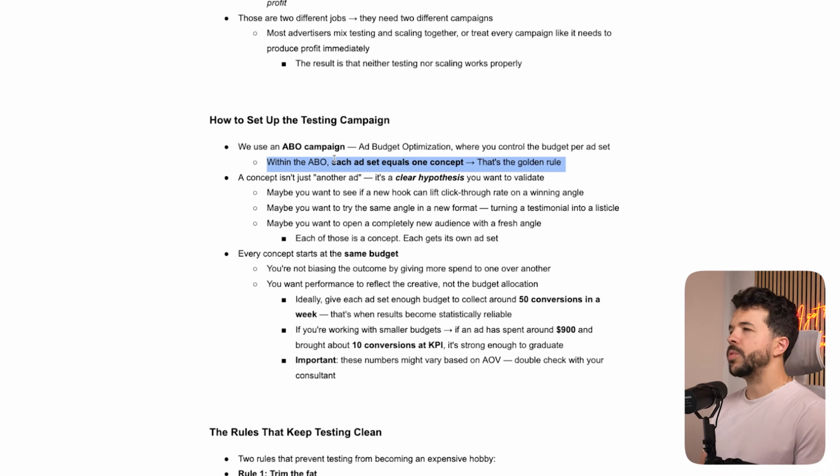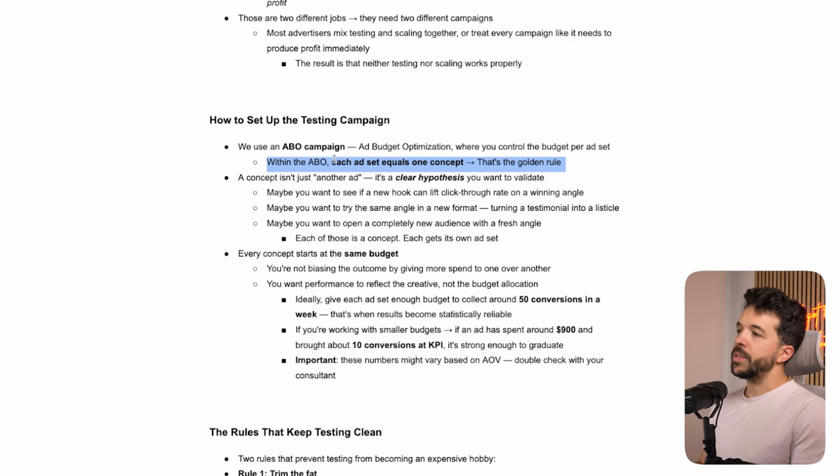And this is some sort of a golden rule. For every concept that we deliver to our clients, we expect one ad set to be created. This is usually 4 variations, sometimes 3, sometimes 5, depending on what we are testing and what the hypothesis is for that specific concept. But usually this is how we look at it.